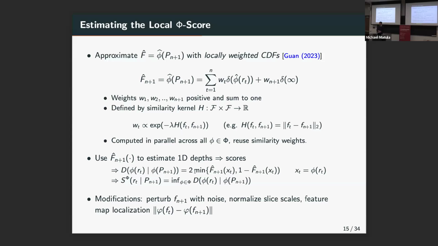So did you say how to choose the lambda? No, but I will talk about that a little bit. It's a good question. It's actually the most, yes.